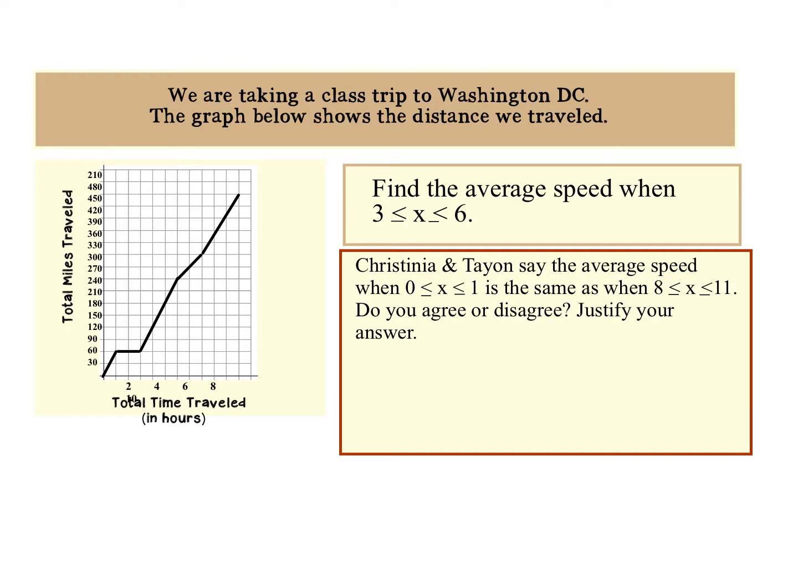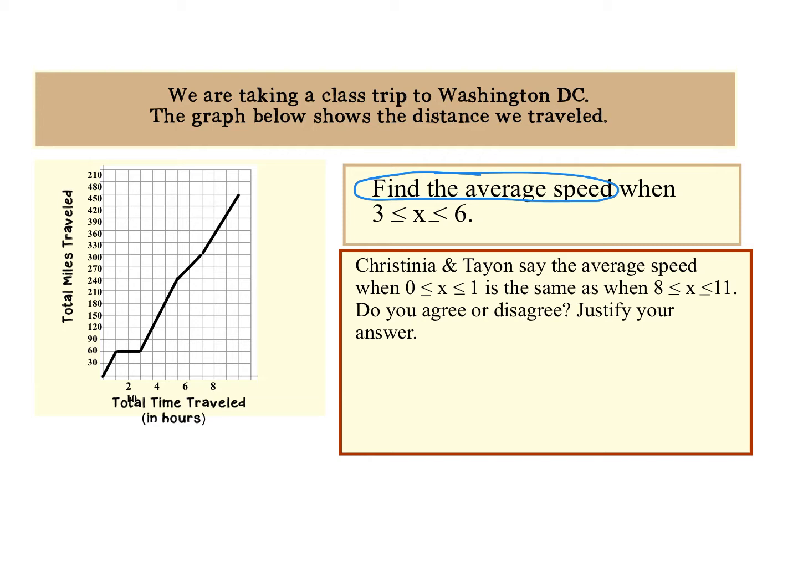And then from hour 1 to hour 3, we had still only gone 60 miles. And then hour 3, we went up, and we can see these different segments. So our job is to find the average speed. So average speed is from the beginning to the end of that interval, about how fast were we going.